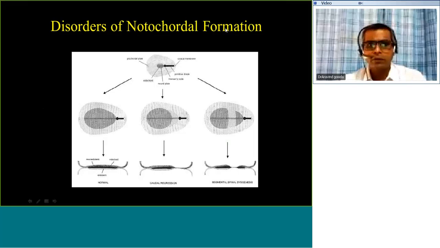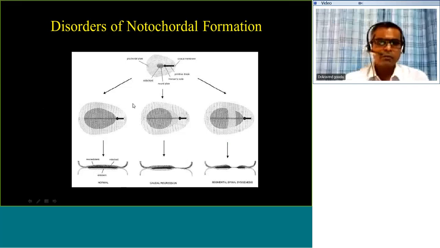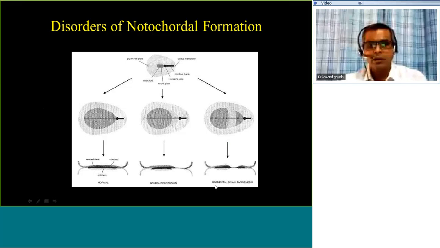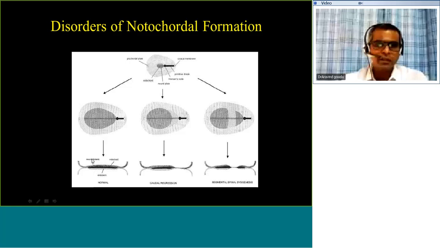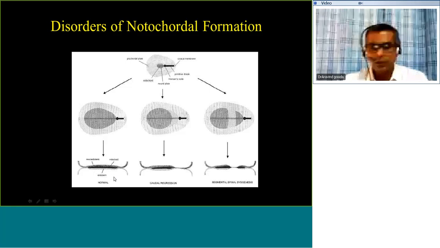Now coming to the disorders of notochordal formation. In the disorders of notochordal formation, you have caudal regression syndromes and segmental spinal dysgenesis. In a normal development, you can see this is the notochord, that is the black thing. This will be the neuroectoderm, and the inferior part is the endoderm. So this is the yolk sac. This is the amnion superiorly, and the yolk sac inferiorly.